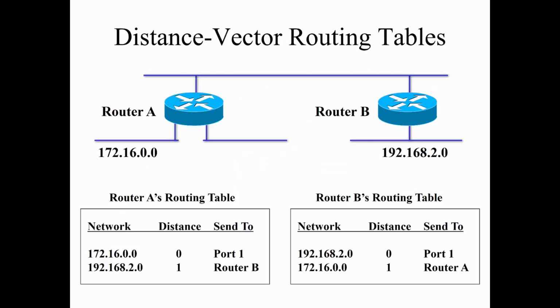Distance vector routing tables. Again, distance could be hop count, and where to send it. For example, if we're looking at the routing table for router A, 172.16.0.0 is the network. It has a distance of 0 because it knows that's a local network. It also realizes that it's going to go out port 1. If we want to go to 192.168.2.0 as the network, we're going to send it to router B. Normally it's not quite send to router B, it's going to be send to the appropriate IP address for it, but that was just so that you can understand it.